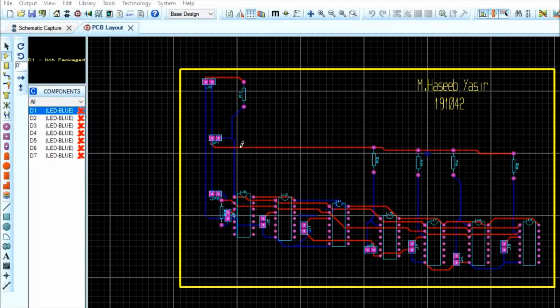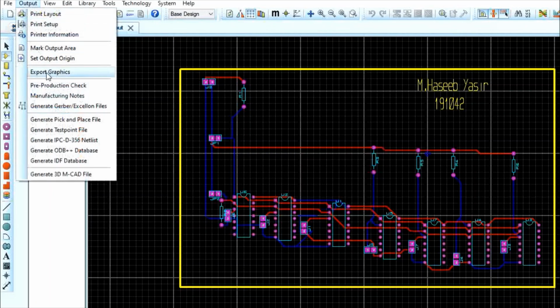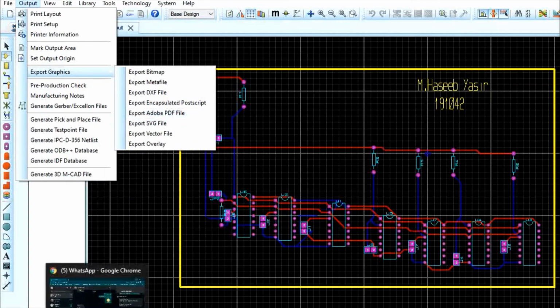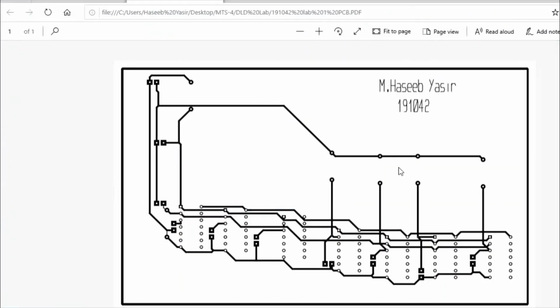Here are so many ICs, so it is quite a difficult task to design this PCB for a single layer copper board. I'll design this PCB for double-sided copper layer board. After making my PCB design, I can export this PCB layout into PDF. When you click on output, then export graphics, you can export your PDF file. After exporting your PDF file, you have the PDF of your PCB. So here is a PDF of my PCB.